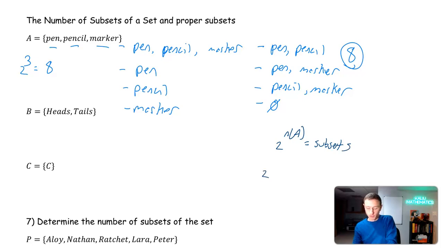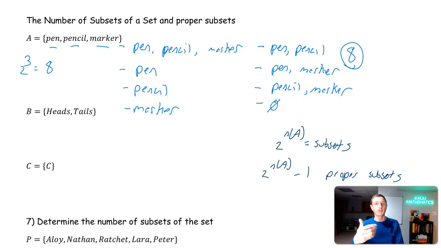If you take 2 to the n of A minus 1, this will give you the number of proper subsets. Because remember, proper subsets are subsets, but not equal to the set. The reason we're subtracting 1 is because we're subtracting off the subset that is the set itself. So pen, pencil, marker. There are 7 proper subsets: pen, pencil, marker, pen, marker, pencil, marker, and the empty set, but not the pen, pencil, marker because that subset is the set. So there are 7 proper subsets. In this case, 2 to the third is 8, and 8 minus 1 would be the number of proper subsets.